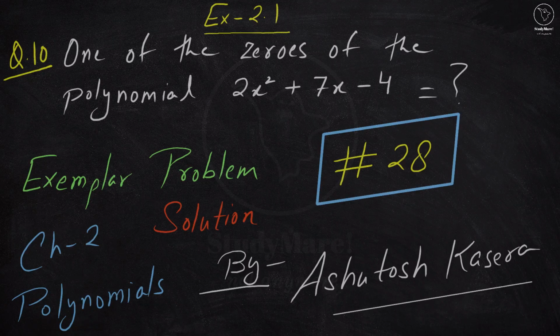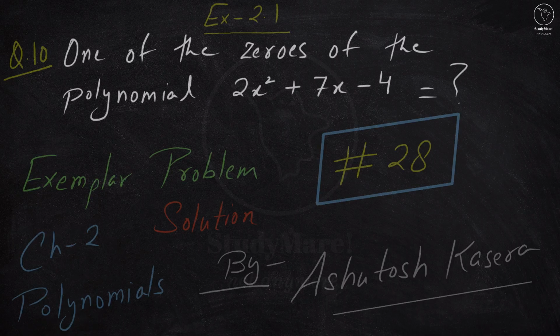What is one of the zeros of the polynomial 2x² plus 7x minus 4? It's asking for one of the zeros. That means we will have more than one zero of this equation. Why? Because this is a quadratic equation and every quadratic equation comes with two zeros or two roots. But the question is simply to find one, any one.